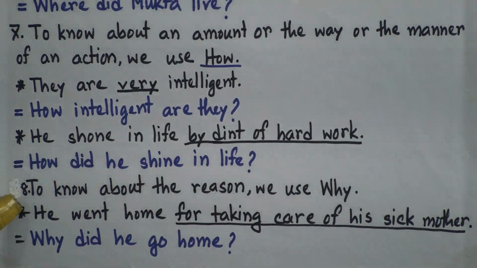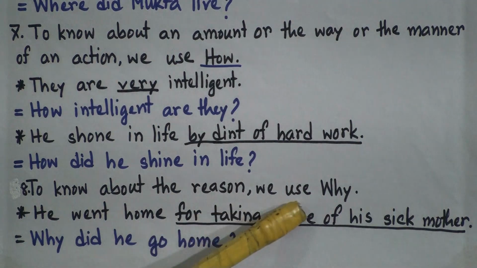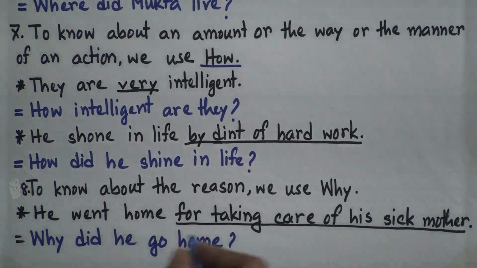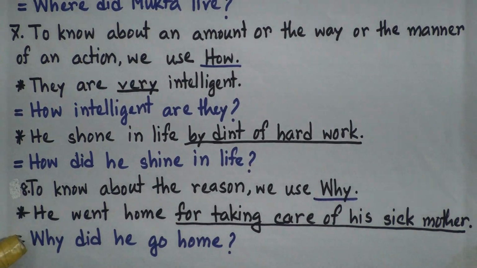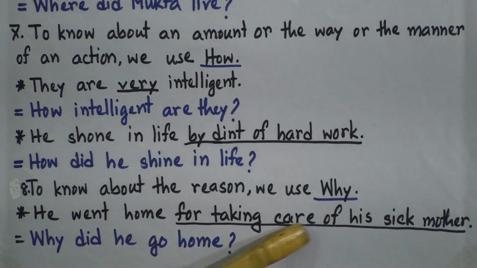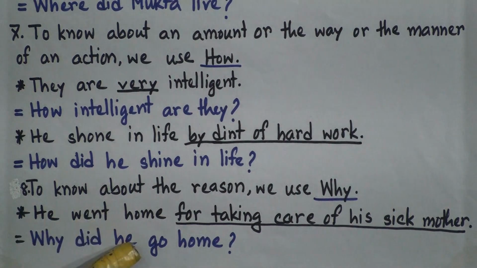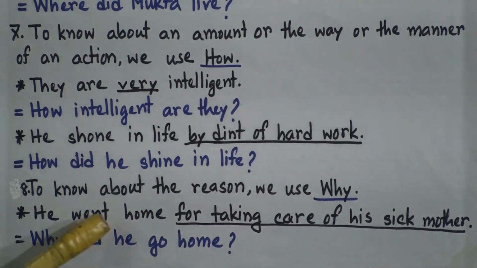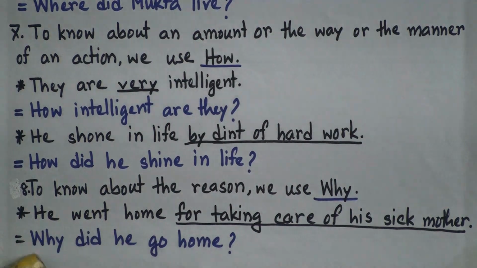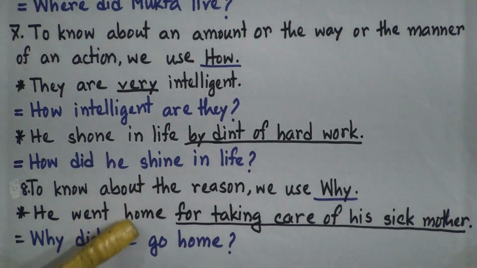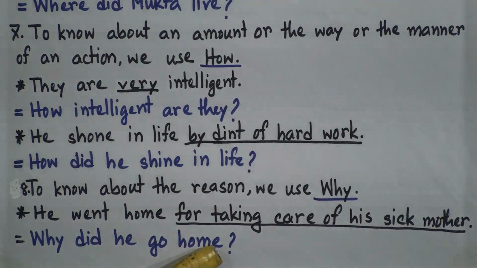Now we will go to rule number 8. To know about the reason, we use why. That means if you want to know about the reason, you will use why. Now look at this example. He went home for taking care of his sick mother. So this is the reason. So we will start our question with why. Then according to the tense, there will be did. Why did? Now our subject is he. So why did he? And the present form of the verb went is go. So why did he go home? Now the word home is left. So why did he go home?